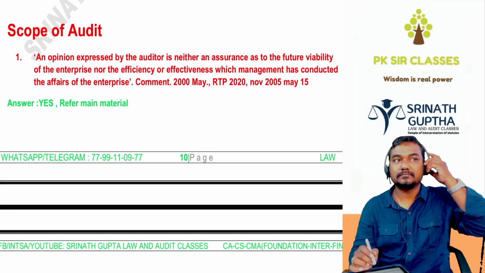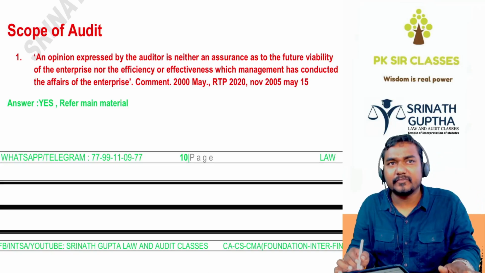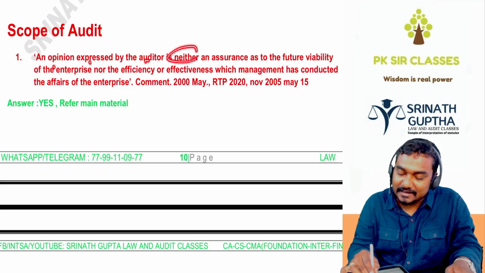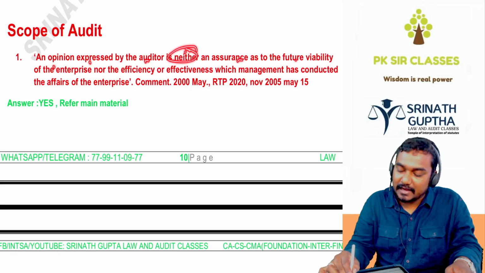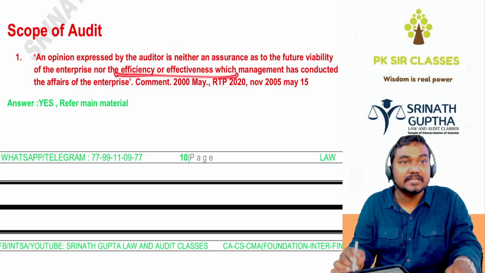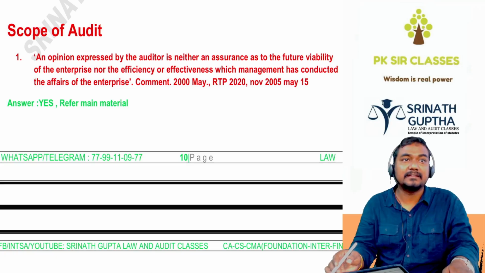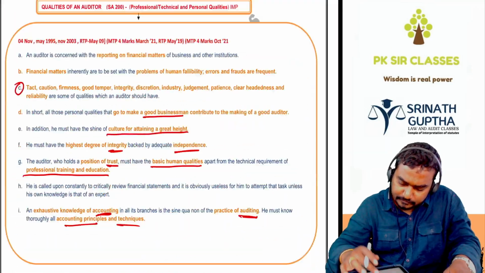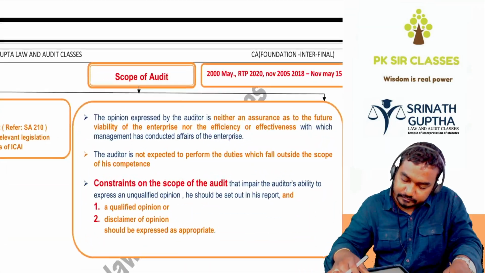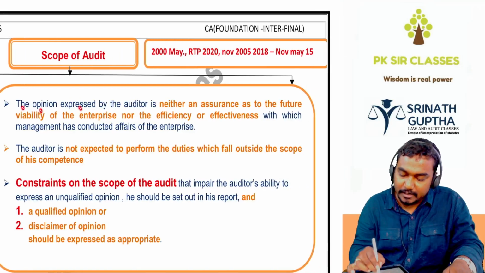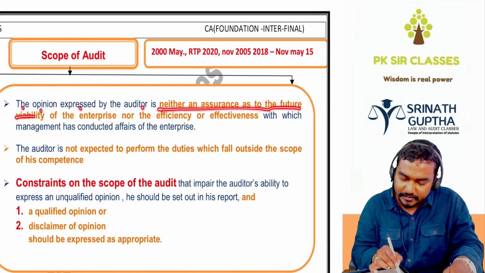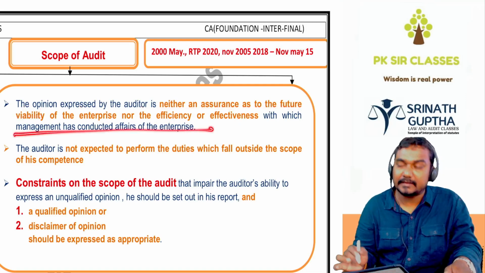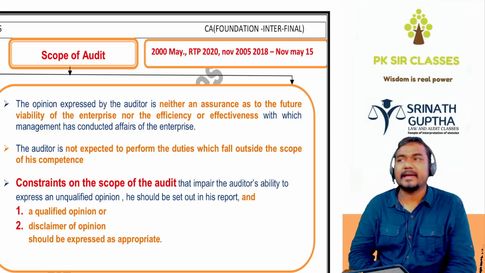True or false? Will we give any guarantee for the future viability of the enterprise? The opinion given by the auditor is neither an assurance as to future viability of the enterprise nor of the efficiency and effectiveness with which management has conducted the activities. The same statement is in our material also. So we will not give any guarantee for the future of the company.